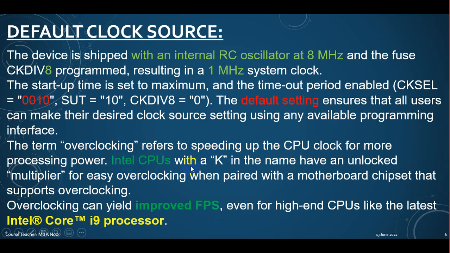The term overclocking refers to speeding up the CPU clock for more processing power. The Intel CPUs with a K in the name have an unlocked multiplier for easy overclocking when paired with a motherboard chipset that supports overclocking. So overclocking can yield improved floating point performance per second, even for a high-end CPU like the latest Intel Core i9 processor.